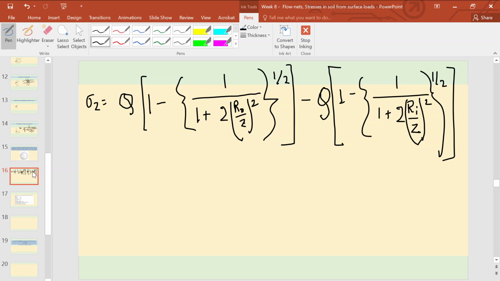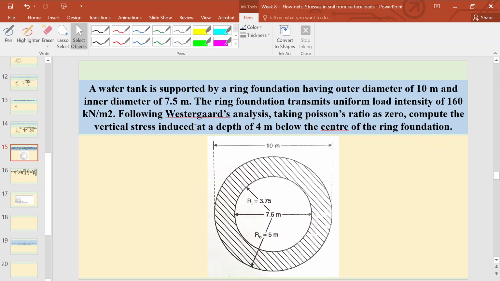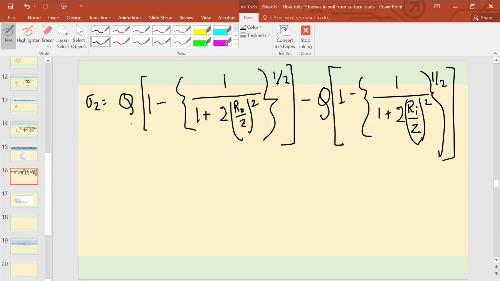It's okay. But you should use Westergaard because it has been mentioned here, following the Westergaard analysis. Boussinesq's theory is much easier. We have shortcut formulas. Anyway, so the value of Q, we have how much? It is 160. A mistake so that I can learn now. Yes, of course. If you don't make mistakes, how will you learn?